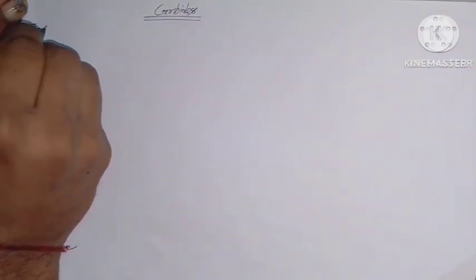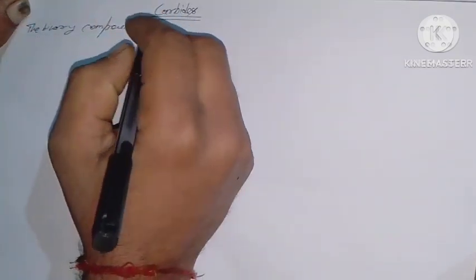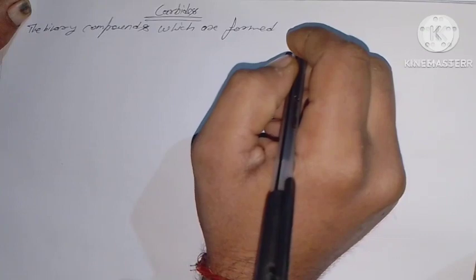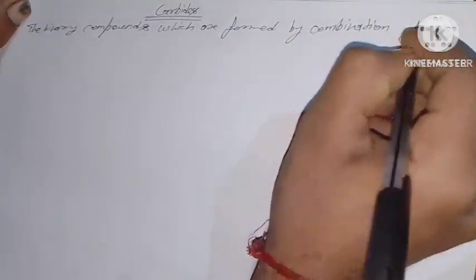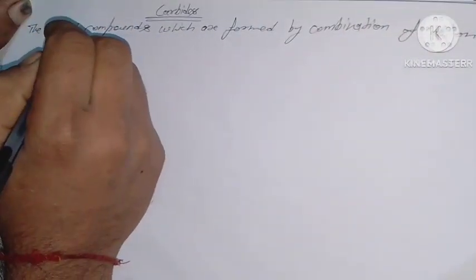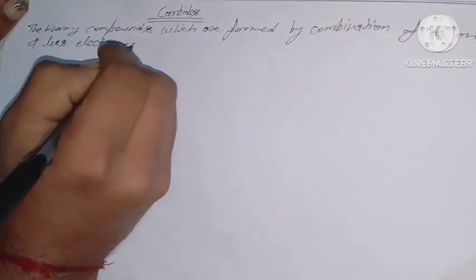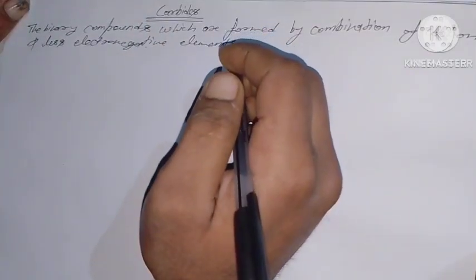Carbides. The binary compounds which are formed by combination of carbon and less electronegative elements are called carbides.